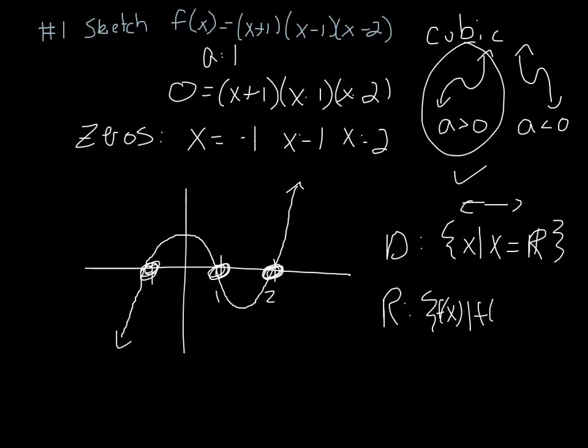Look at me, getting ahead of myself. It goes up forever, and it goes down forever. This curve is going to go up forever, and it's going to go down forever with no discontinuities. That means the range is also all real numbers. All real numbers. Alright, cool.